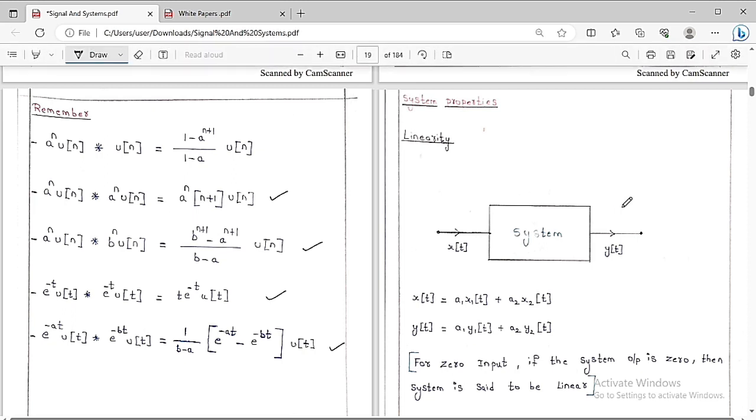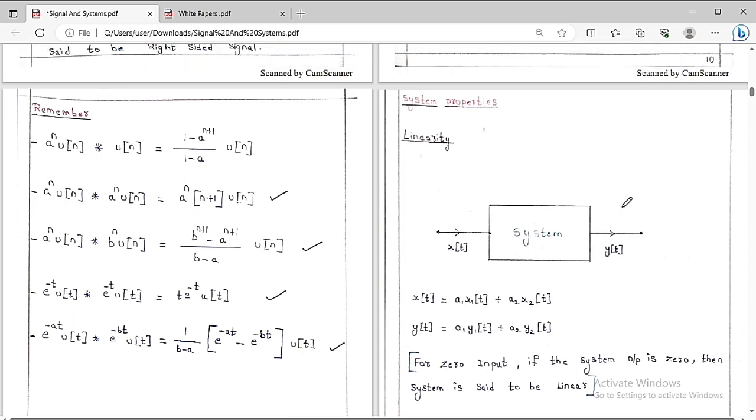So now we'll discuss the system properties. We are going to discuss the different types of system properties in a very detailed manner. For a system there are a lot of properties, and each and every property we are going to define in a very detailed manner. The first property that we are going to discuss is the linearity property.